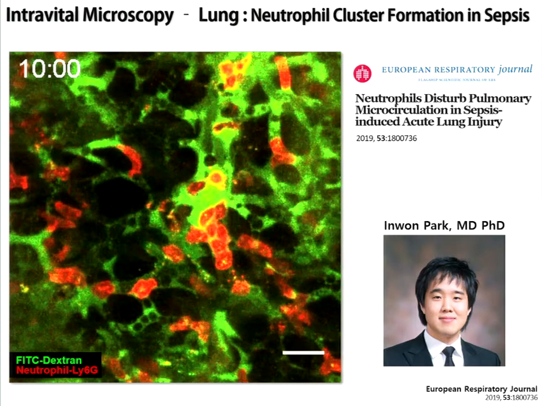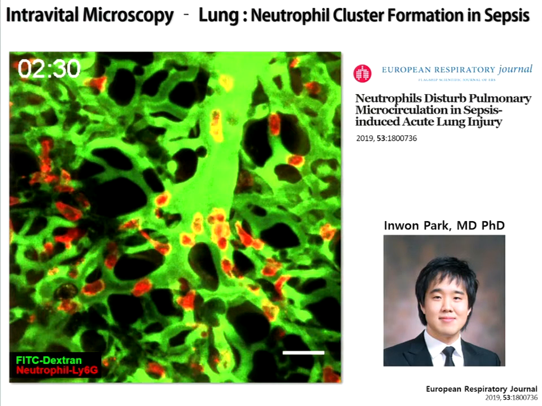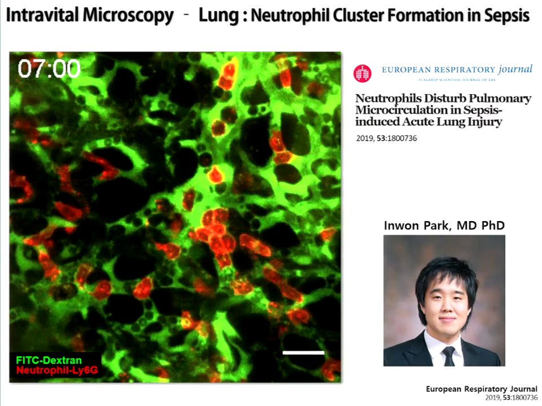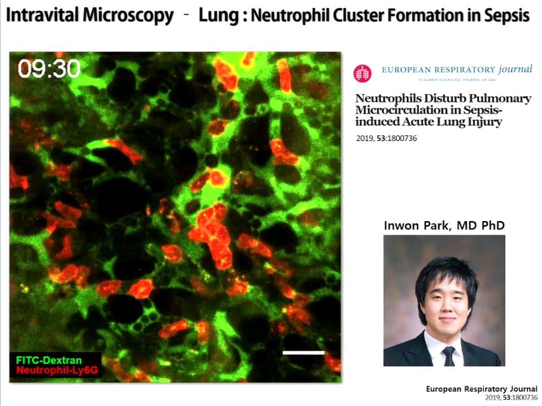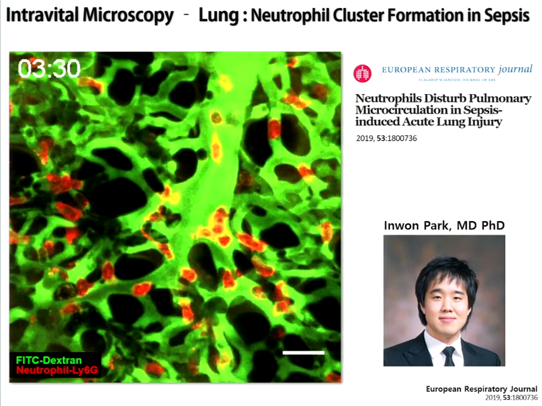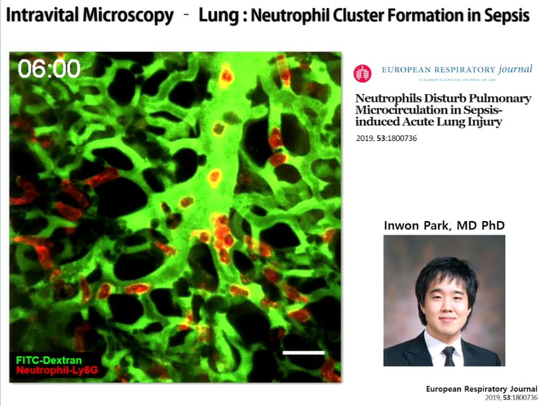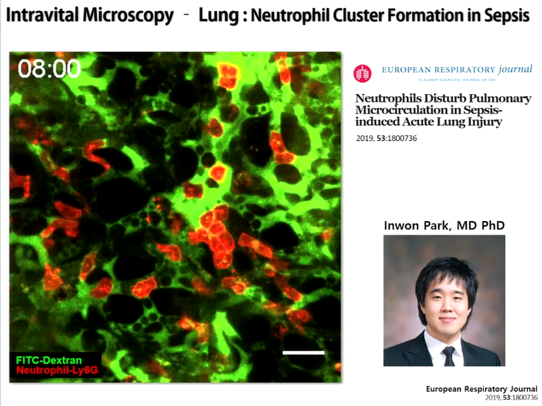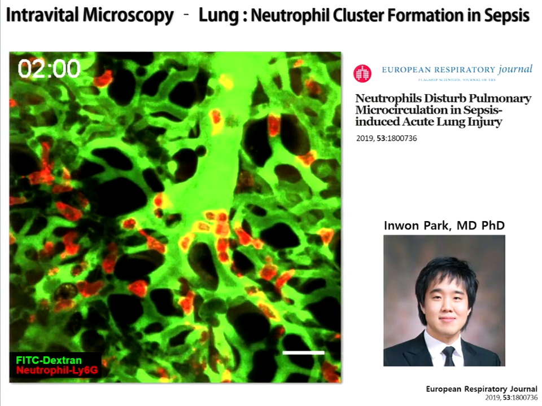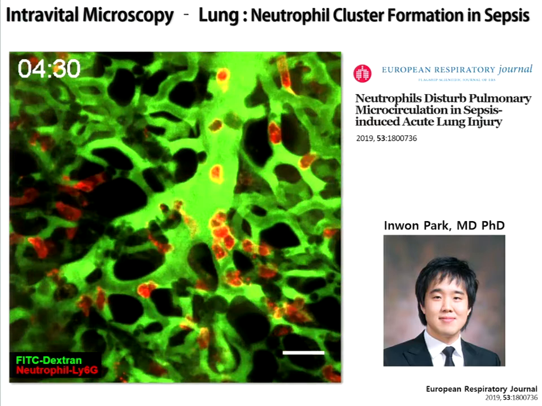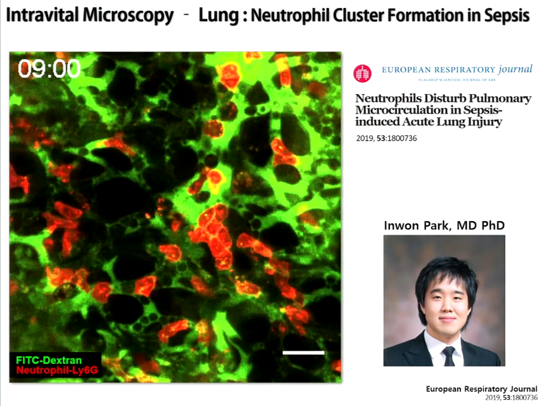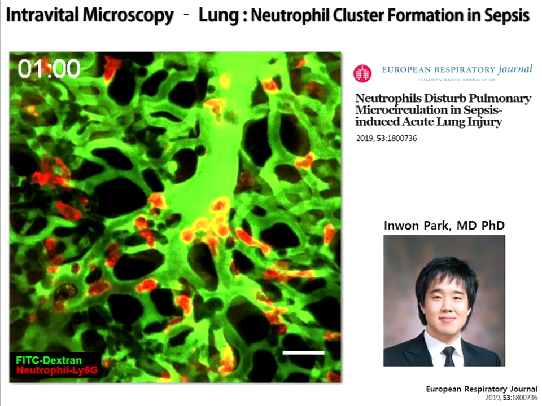This work has been done by my MD PhD student and was published earlier this year. Okay, in this case, this is a sepsis-induced acute lung injury model, and this time-lapse image data was obtained 3 hours after the modeling, the high-dose LPS injections. In this data, the green is actually blood plasma. In green, we inject the high molecular weight dextran, and by doing that, we do the fluorescence angiography.